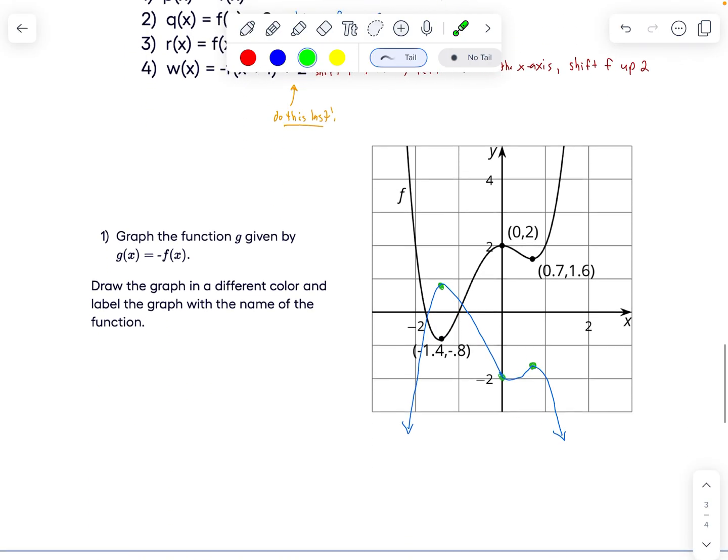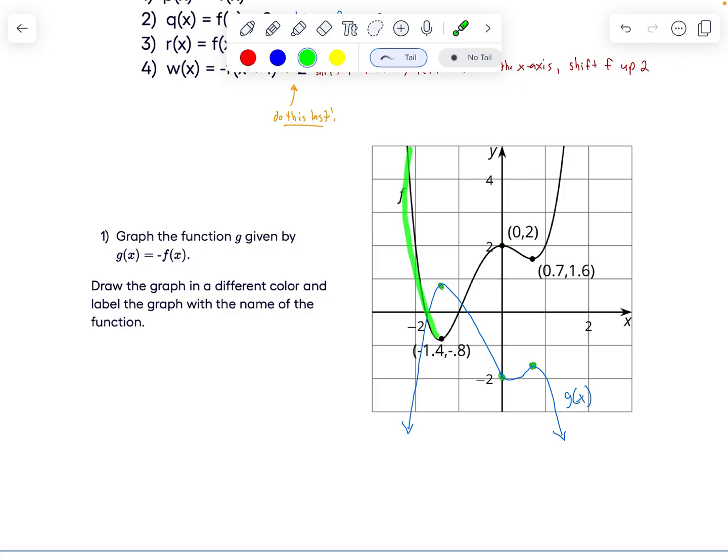And then we were to sketch a graph of this given function f in a different color and label the graph with the name of the function, which is g of x. So there you go with that. And then all I did was take the points that I see. This is at negative 0.8, so I made it positive 0.8. That's at positive 2, so I made it negative 2. This is at 1.6, so I made it negative 1.6.